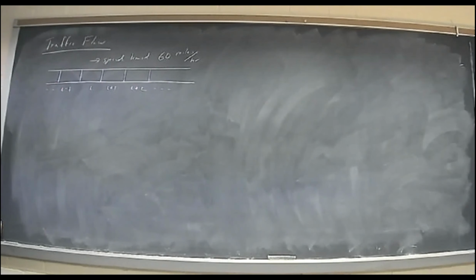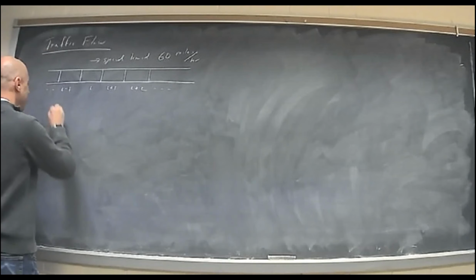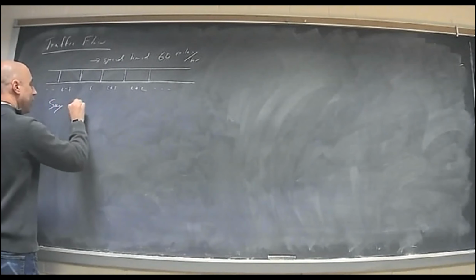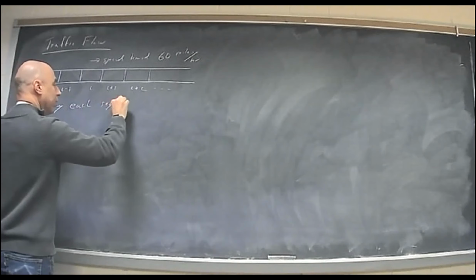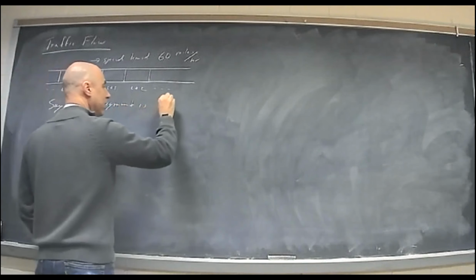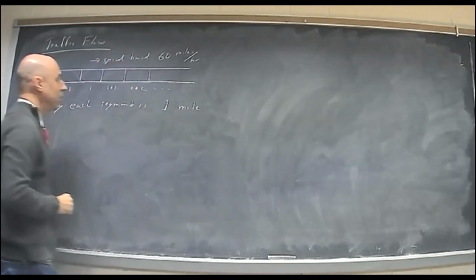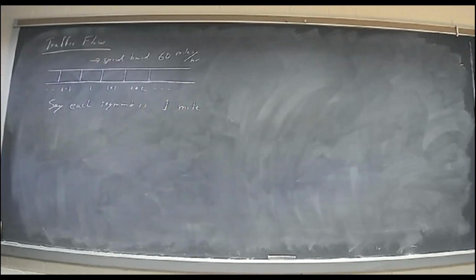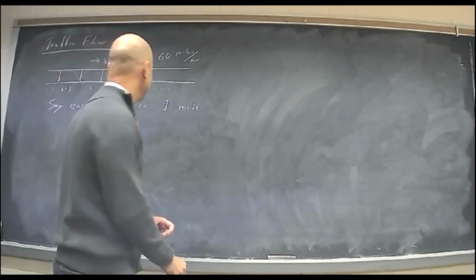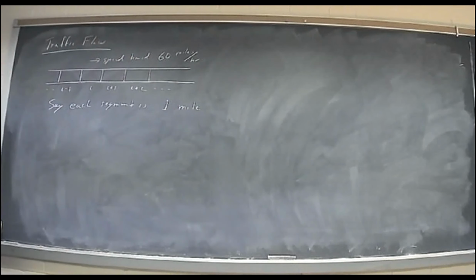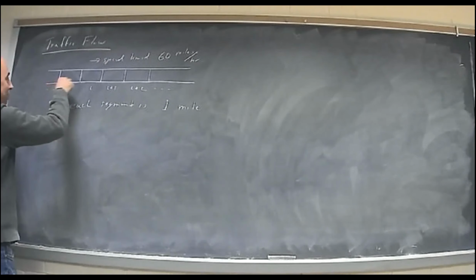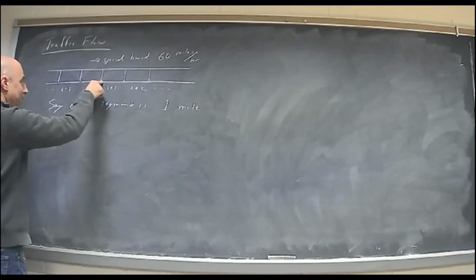And on each segment of the road, let's say each segment is 1 mile. That might be too long to break things into, but we'll say each segment's 1 mile. So these markers are 1 mile apart. And at 60 miles per hour, it's going to take you exactly 1 minute to drive from here to here, 1 minute drive from there to there, and so on.